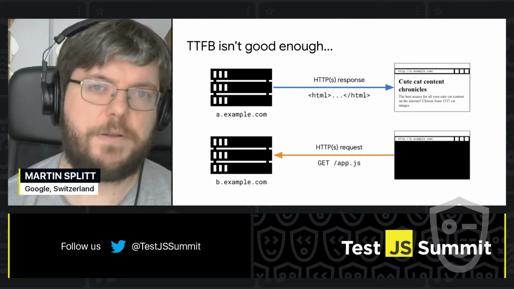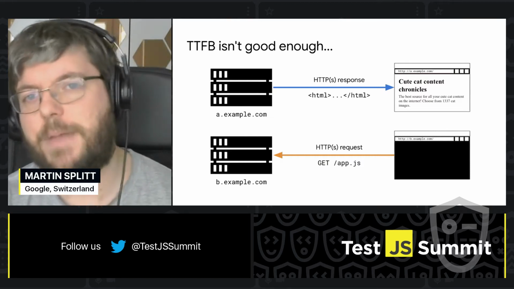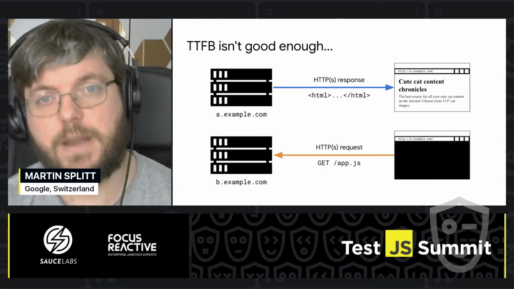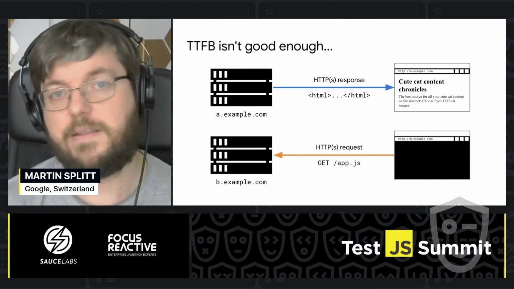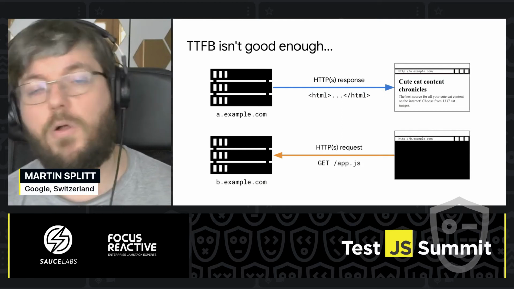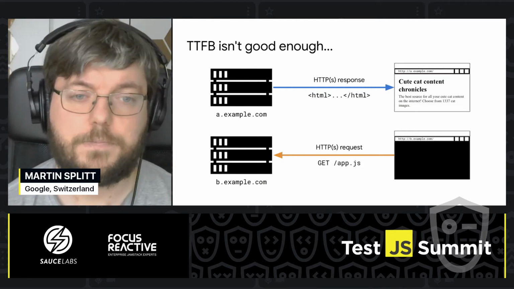Whereas with b.example.com, we are now at the stage where we get the app.js, which then comes back and then probably starts rendering or starts running the JavaScript. Once the JavaScript starts running, it discovers, oh, we need to make a bunch of API requests, then makes API requests, and these come back, all while the browser still has nothing substantial to show to the user.